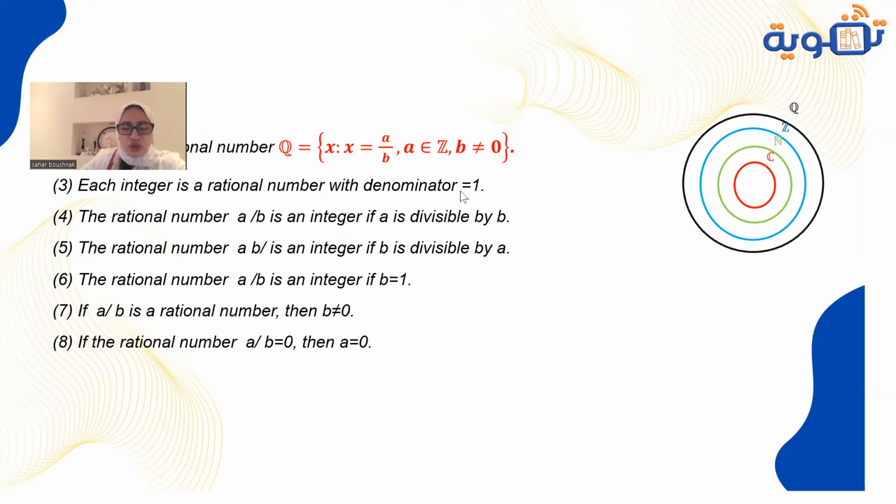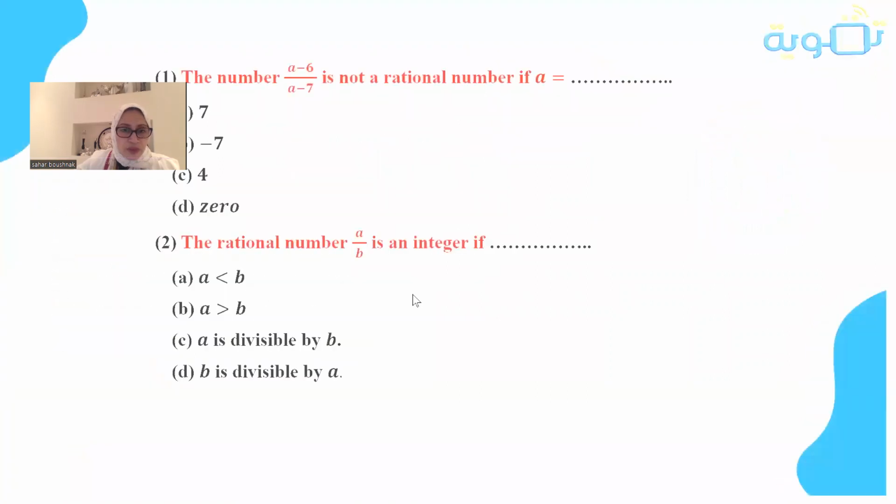And an integer can be a rational number if its denominator is equal to 1. Also, a rational number can be an integer if a is divisible by b or b is divisible by a. It depends where a is and where b is. And it can also be 0 if a, the numerator, equals 0.